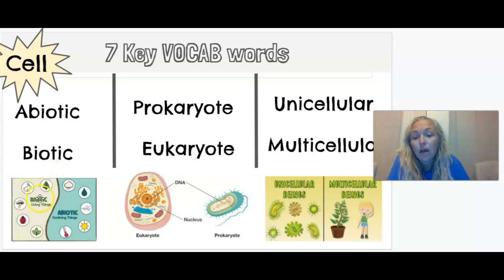Cells are the basic component of biotic things. So everything that is biotic is either living and made of cells, or at least was once alive and made of cells. Abiotic things are not made of cells. So like rocks, wind, sun, those are things that are not living and they're not made of cells.